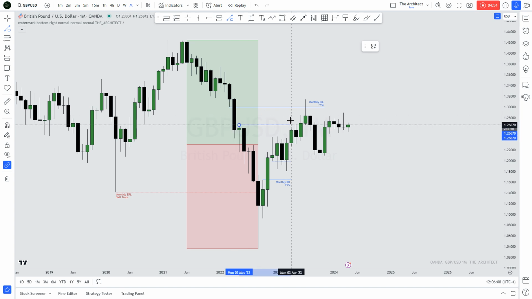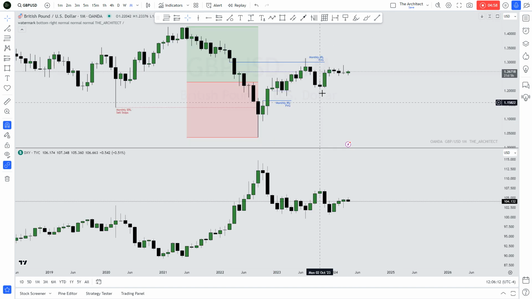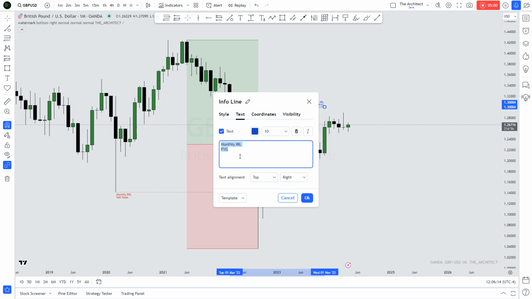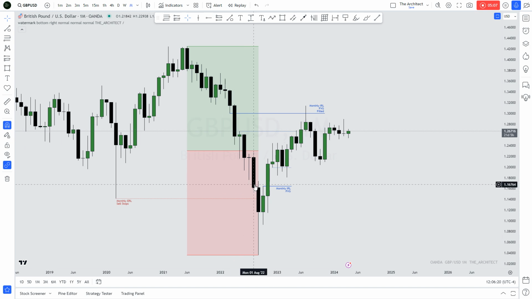So internal range liquidity exists as fair value gaps, order blocks, those sorts of things, right? So my bad. We see that this point over here gets filled, right? And like I said, they're drawing price to a point of fair value for them to take profit. So points like fair value gaps and all of those sorts of things are points of fair value for smart money to actively be looking to take profits.